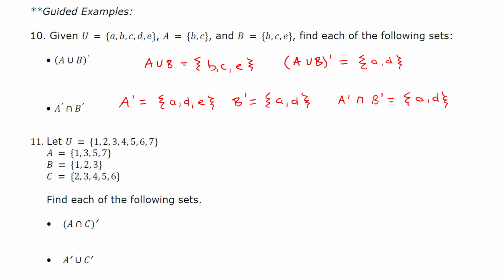Number 11. We're going to let U be our universal set, so all of the elements. We have set A, set B, and set C. Similar to the one we did above, we want to find the complement of A intersect C. First, let's find what elements set A and C have in common. That would be 3 and 5.